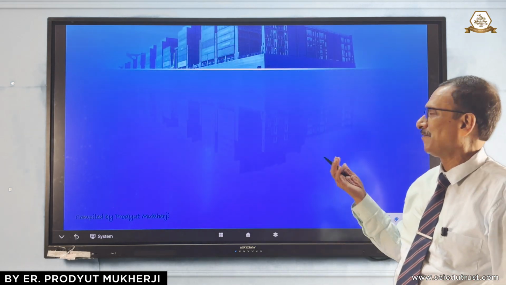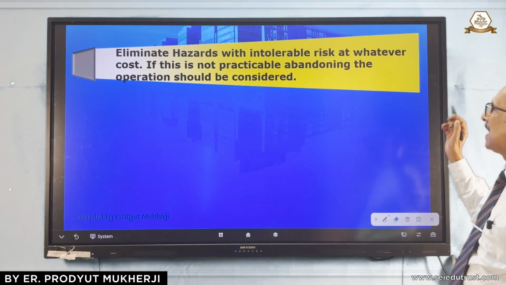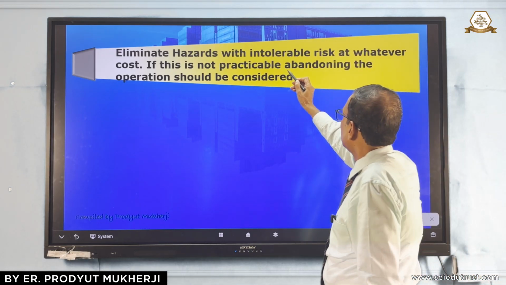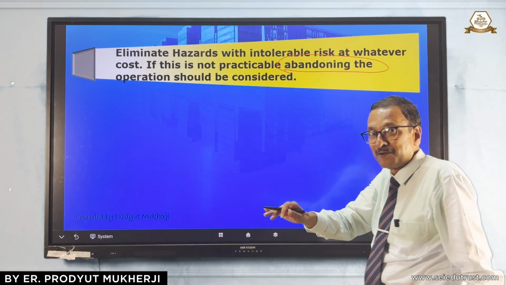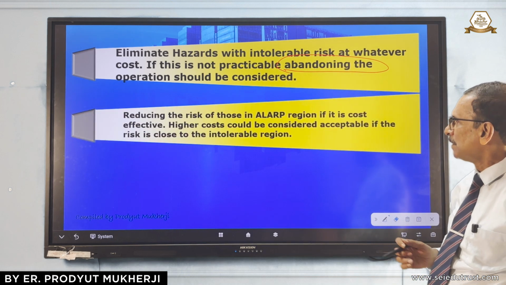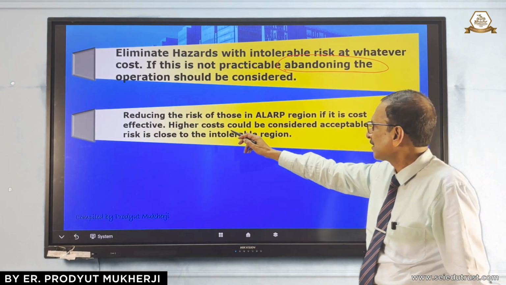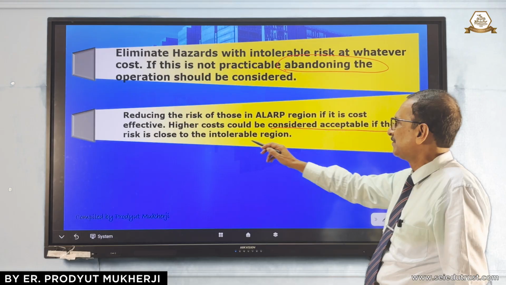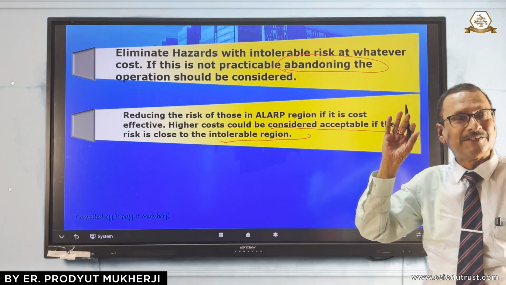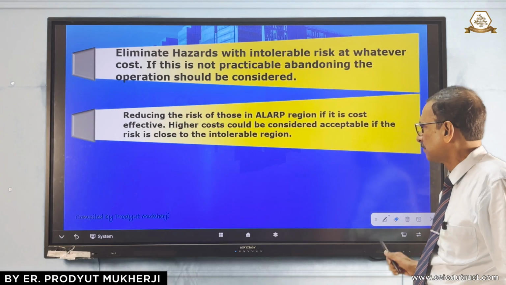Purpose of risk reduction, we have already seen, just a revision. Eliminate hazards with intolerable risk at whatever cost. If this is not practicable, abandoning the operation should be considered. If you cannot reduce the risk to a reasonable amount within the green zone in the matrix, then that operation should be abandoned. Reducing the risk of those in ALARP region if it is cost effective. Higher cost could be considered acceptable if the risk is close to the intolerable region. That red zone is intolerable. If it is close to that, then whatever is the cost, you have to reduce the risk.